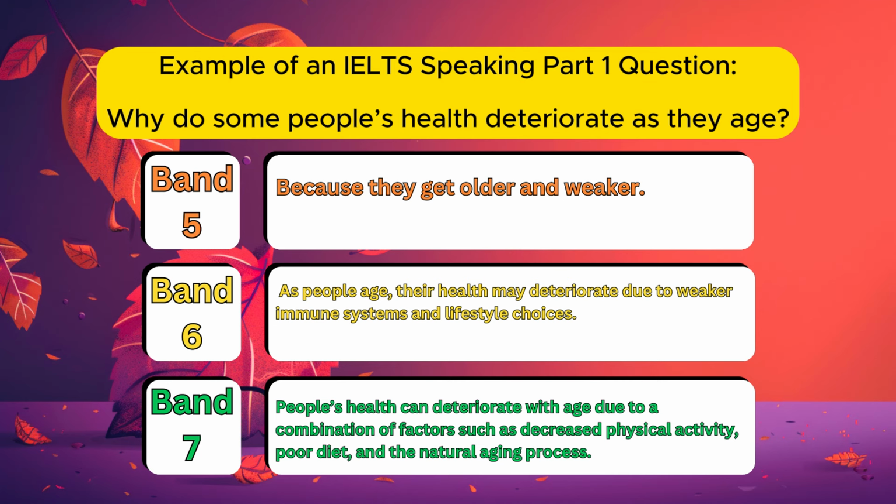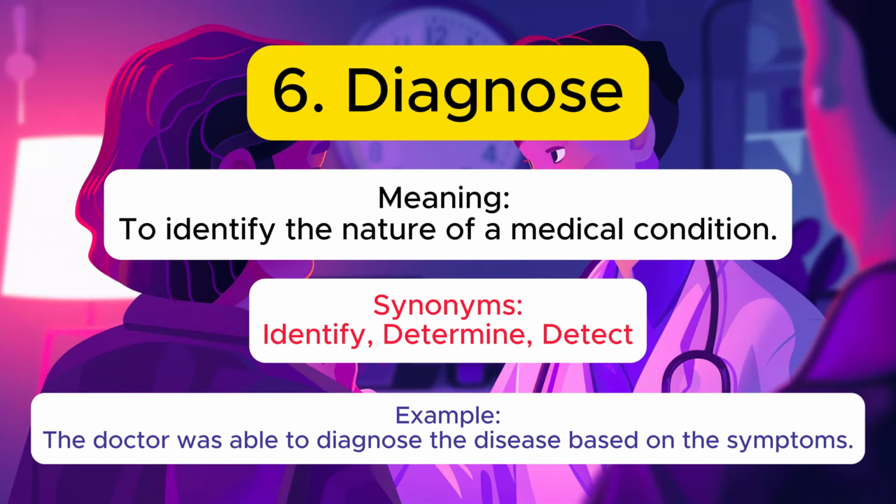Band 7. People's health can deteriorate with age due to a combination of factors such as decreased physical activity, poor diet, and the natural aging process. 6. Diagnose. Meaning, to identify the nature of a medical condition. Synonyms: identify, determine, detect. Example: the doctor was able to diagnose the disease based on the symptoms.